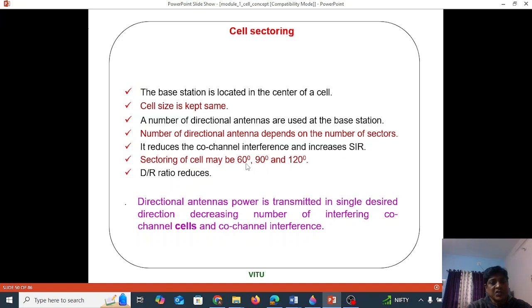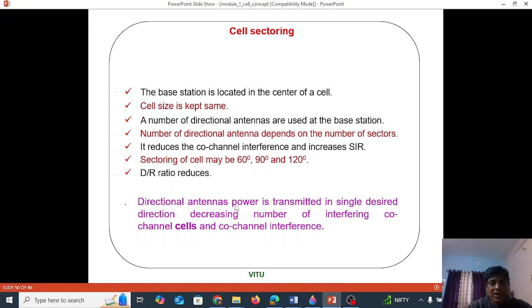Sectoring of cells may be 60 degree, maybe 90 degree, maybe 120 degree, but here the D by R ratio reduces. Why does the D by R ratio reduce? Because since we are sectoring, D is changing here, but since there is no cell splitting, R remains the same. So since D is reducing and R remains constant, the D by R ratio reduces.